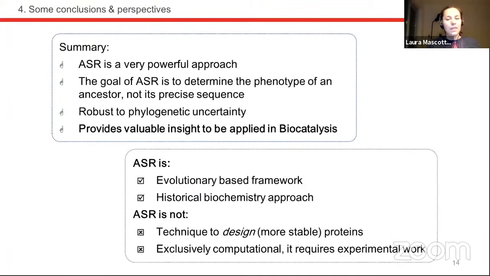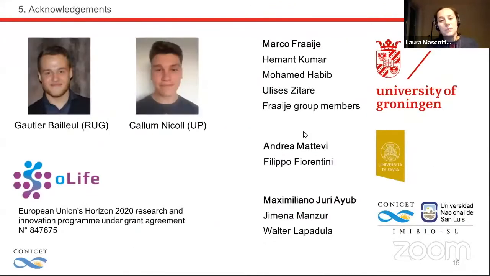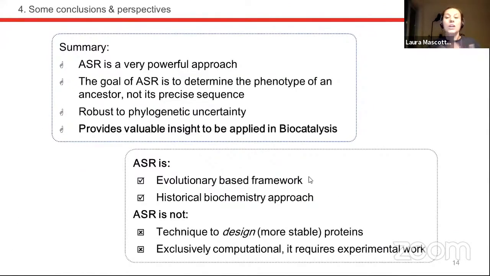So, in general, some conclusions I would like to mention as a summary: ASR is a very powerful approach. It's important to always keep in mind that the goal is to determine the phenotype rather than the precise sequence of the ancestor, and that's because it's very robust to uncertainty. And I think it's very interesting that it provides valuable insights to be applied in biocatalysis, for example, in understanding how new functions emerge in a protein family.